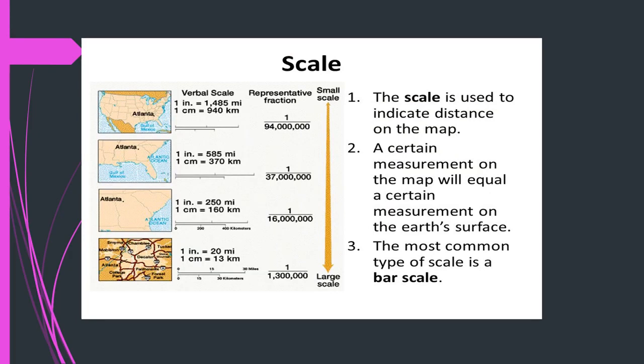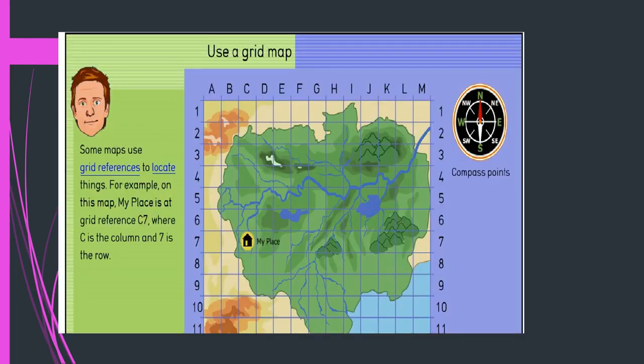Scale. The scale is used to indicate distance on the map. A certain measurement on the map will equal a certain measurement on the Earth's surface. The most common type of scale is a bar scale. Grid reference means the intersecting lines. Grid references help us to locate any specific place on the Earth and its real location on the Earth's surface.